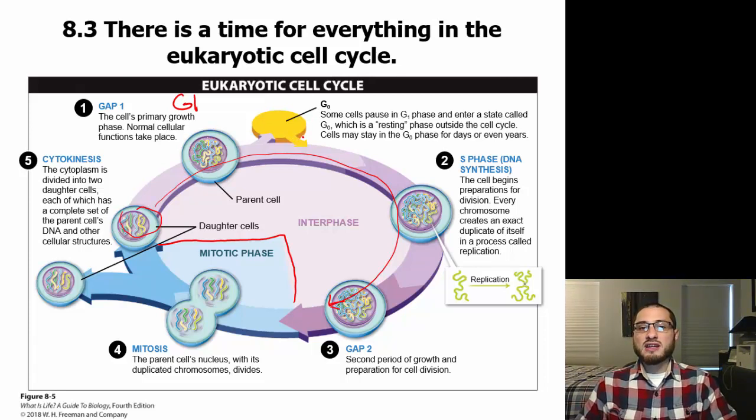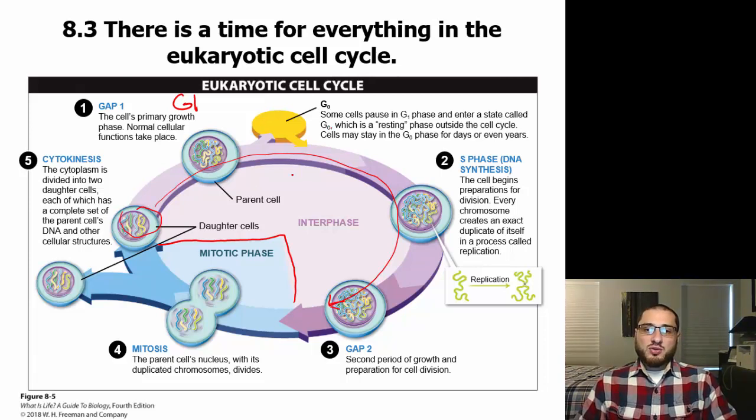And then we're going to hit the G0. Some cells are going to pause in the G1 phase and enter the state called the G0 or gap 0 phase, which is a resting phase outside of the cell cycle. And cells may stay here for days or even years.